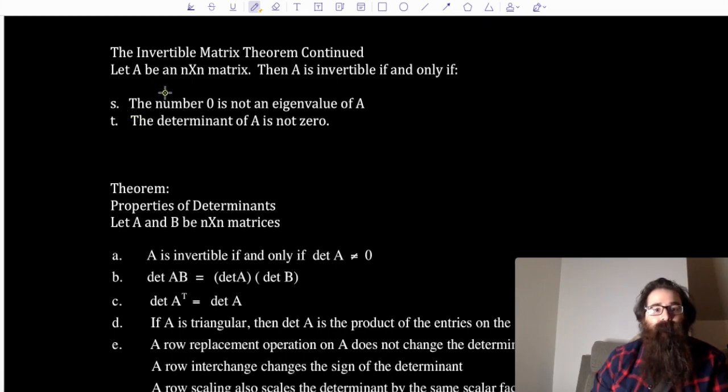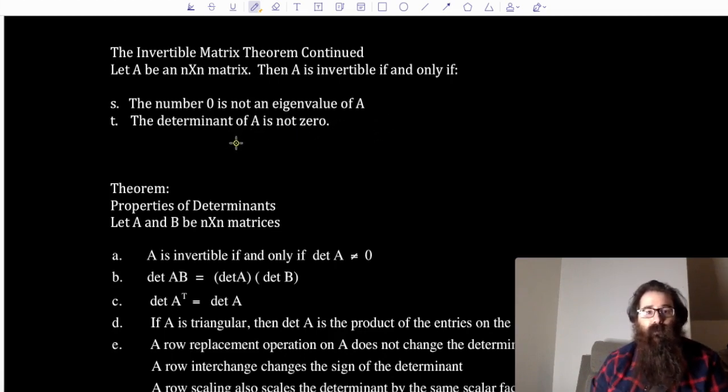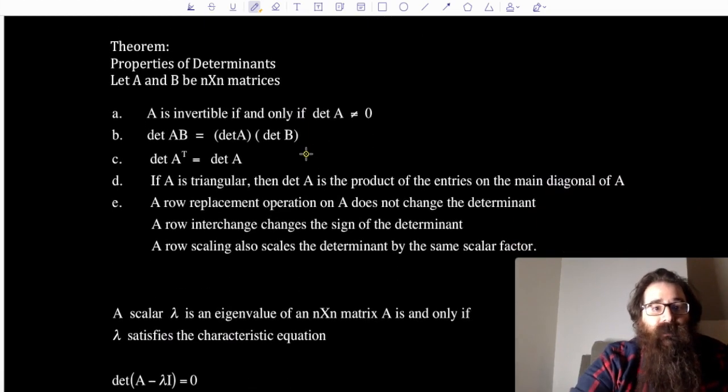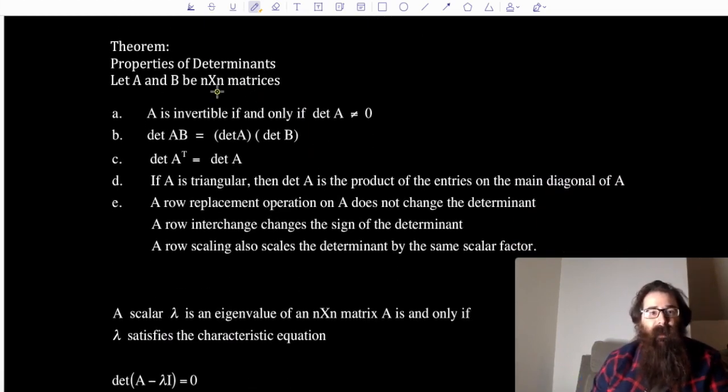We have matrix A is invertible if and only if the number 0 is not an eigenvalue of A, and the determinant of matrix A is non-zero. So in order for A to be invertible, we have to make sure the determinant is non-zero, and this also coincides with meaning that 0 is not an eigenvalue. We have some properties of determinants that I'm just going to remind about. A is invertible if and only if the determinant of A is non-zero.